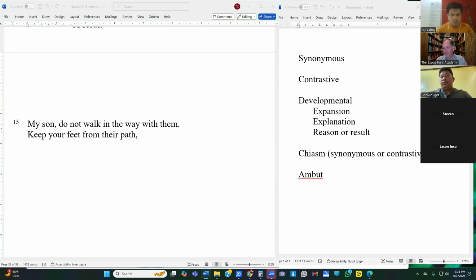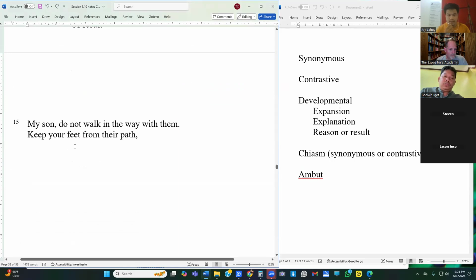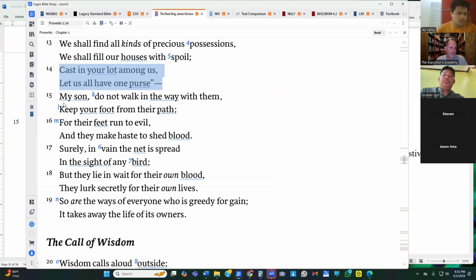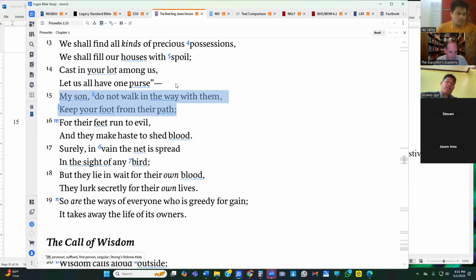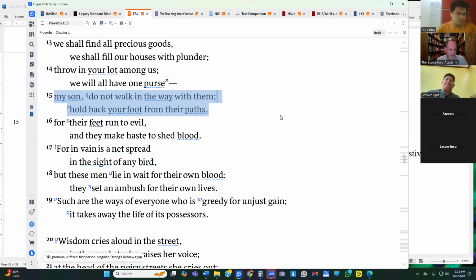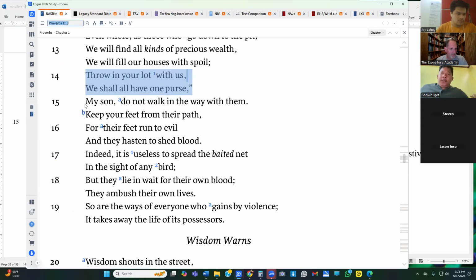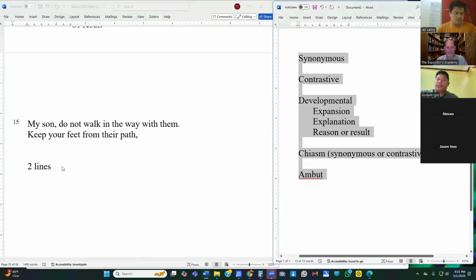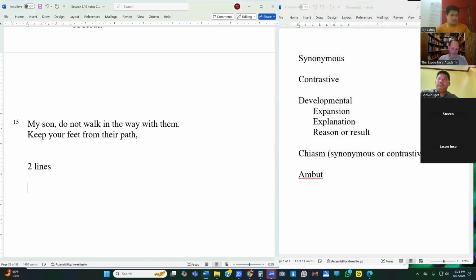My son, do not walk in the way with them. Keep your feet from their path. Two lines. Yeah, and let's just confirm that by looking at the other translations real quick. First, New King James, 2 lines. ESV, 2 lines. New American Standard, 2. Yep. Now, what kind of parallelism do we have here?